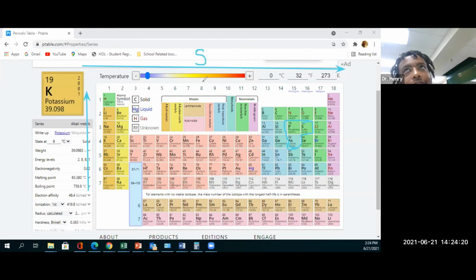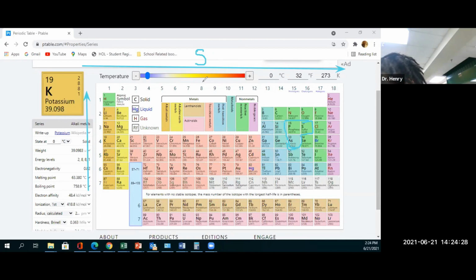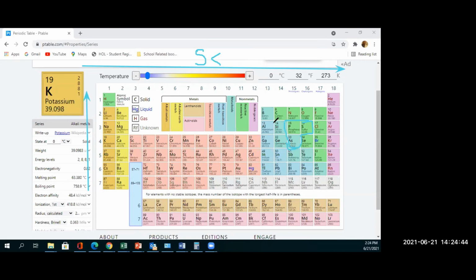Which way does size increase? That's right. Is it from left to right or from right to left? So we're saying that sulfur is smaller than, who's going to be next if it's sulfur? Phosphorus.